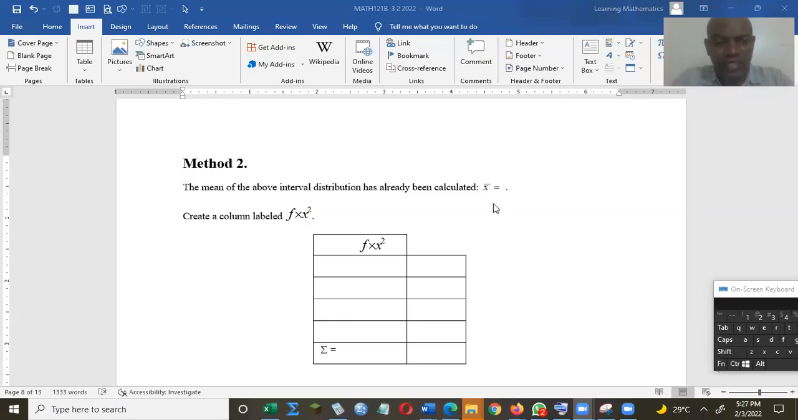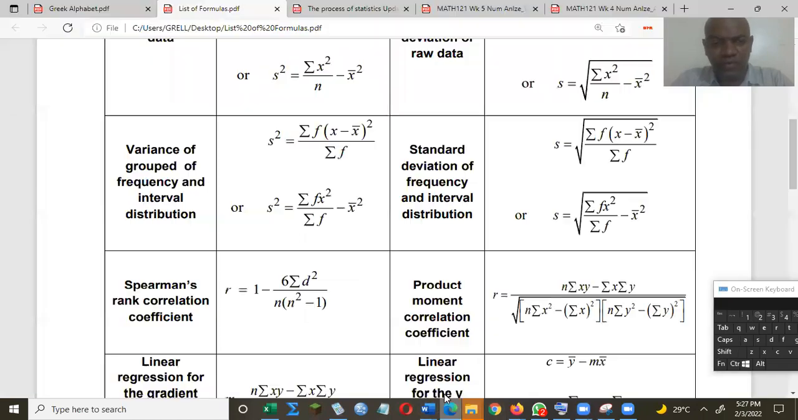Yes, so the variance using method number 2, we're dealing with group data. The formula for it is in the list of formulas. Here it is. It's similar to the raw data, but the only difference is you have F. N is the sum of F, so N is replaced by the sum of F. The sum of the frequencies F is N.